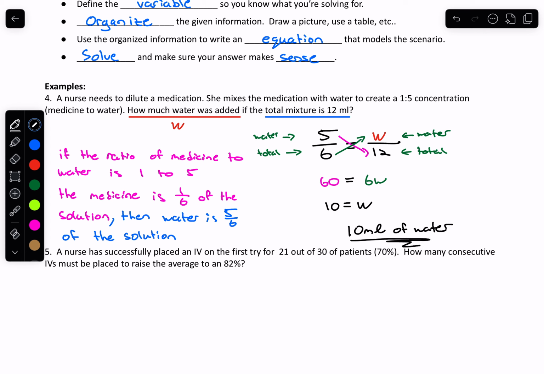And if the total mixture is 12 milliliters and 10 of it is water, that means there was 2 milliliters of medicine. So in this scenario, the nurse needed to dilute 2 milliliters of medication by using 10 milliliters of water to create a total of a 12 milliliter solution.